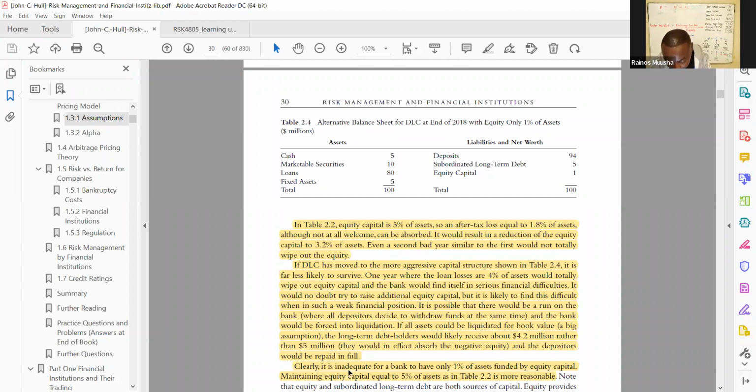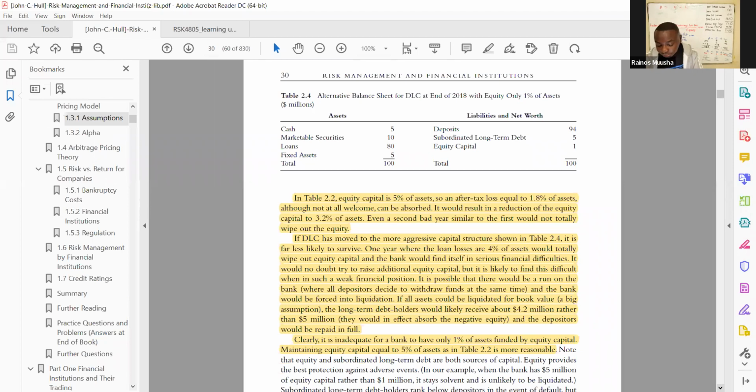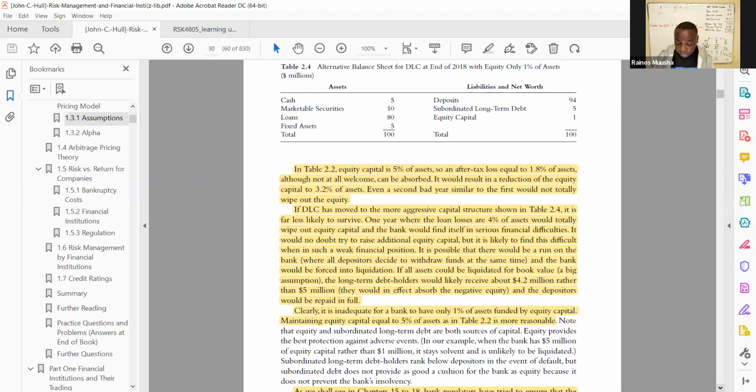So clearly, it is inadequate for your bank to have only 1% of assets funded by equity capital. Maintaining equity capital equal to 5% of assets, as in table 2.2, is more reasonable than only 1% of assets. Are we on the same page when it comes to this example? Any questions?